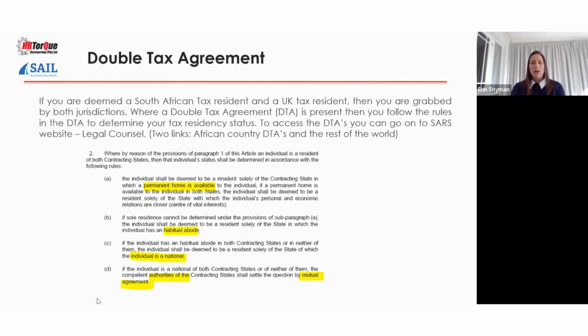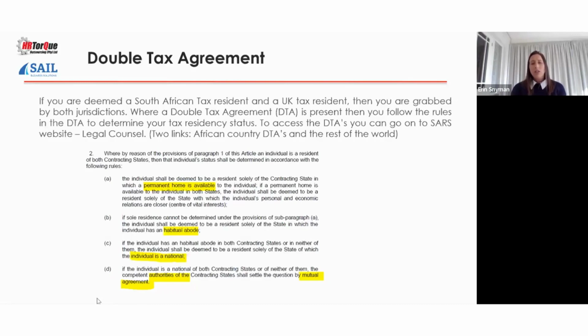Point B is where you habitually abide. If you habitually abide in both jurisdictions, so you're spending an equal amount of time in both countries, then we would need to move to point C. But if you can identify that you're spending the majority of your time in, let's say, the UK, then your tax residency would point to the UK.